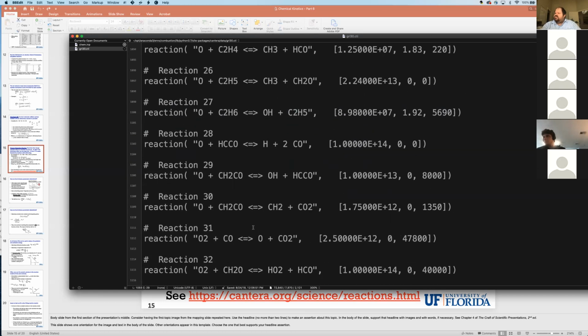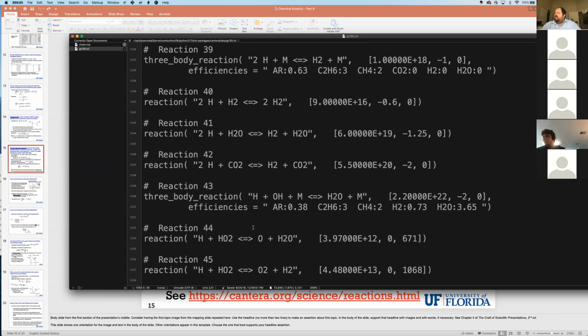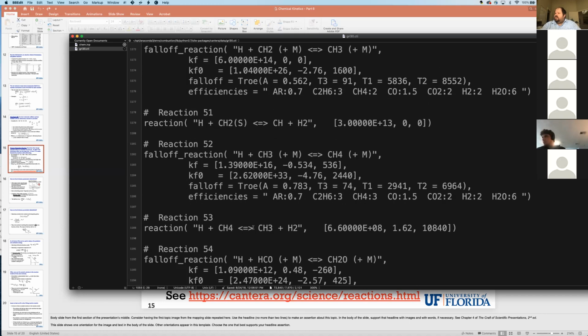Let me look for one that has Troe. Yep, here's one that has Troe blending right here. Okay, and so notice that here it's the same, except there are extra Troe parameters, and that's basically controlling how the low pressure rate constant and the high pressure rate constant blend together, and so it's just a way of doing that.